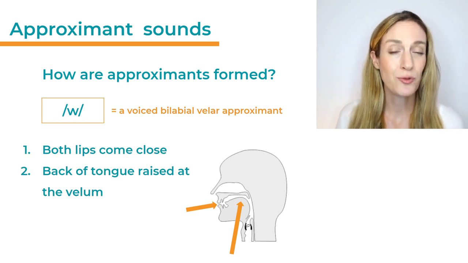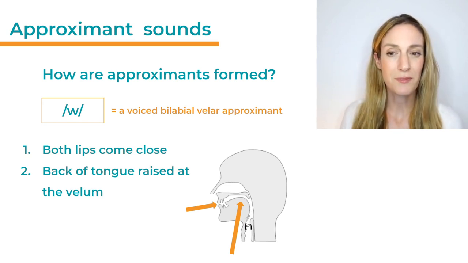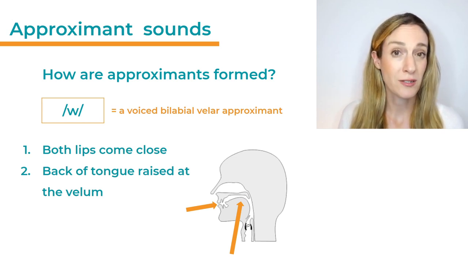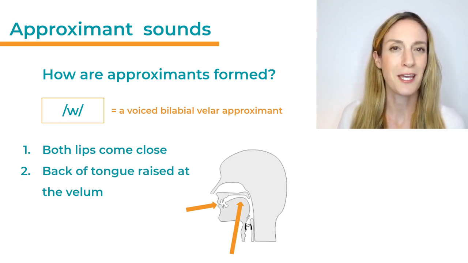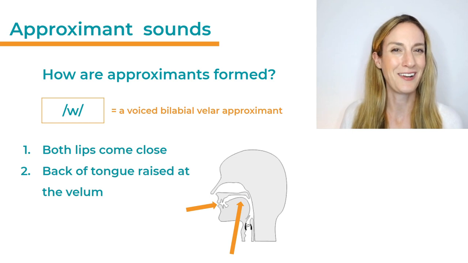Let's have a look at a couple of example words. But for those of you who are studying phonology, this might be important. W is also called a voiced bilabial velar approximant. If you're just learning English to speak English, you can forget about that word again. It's quite long and difficult. Now let's have a look at some example words.